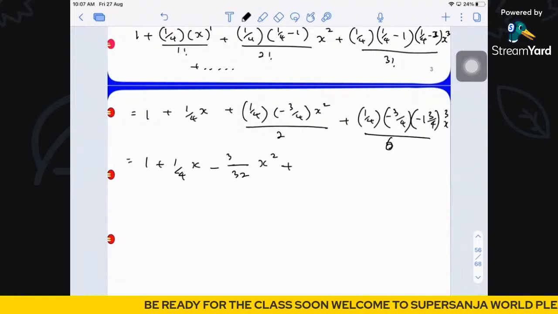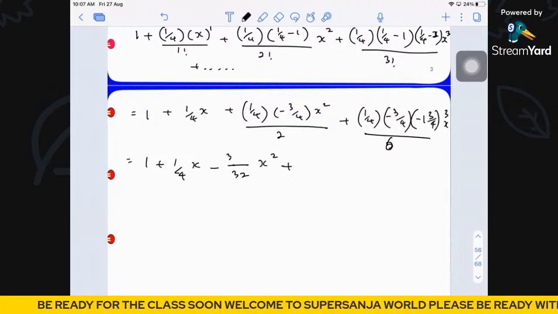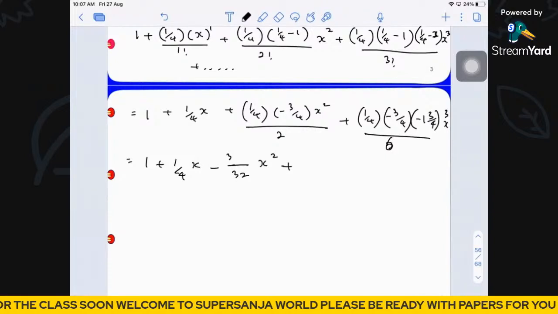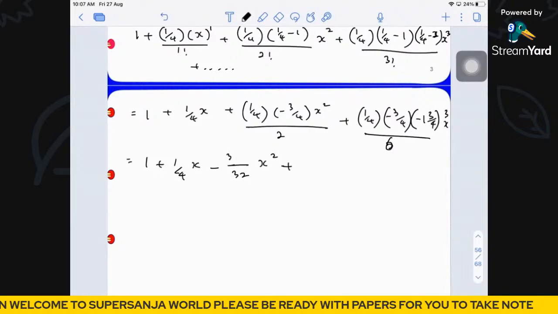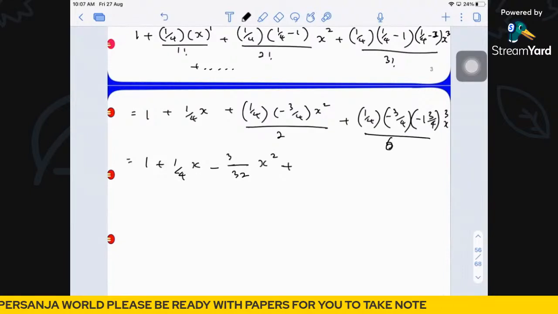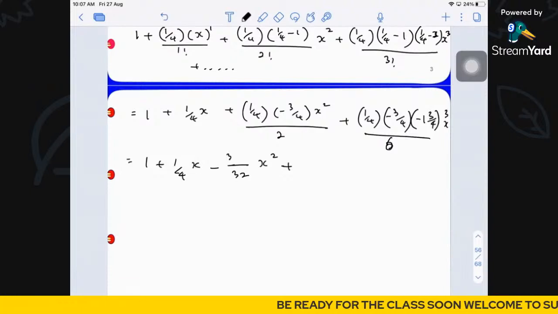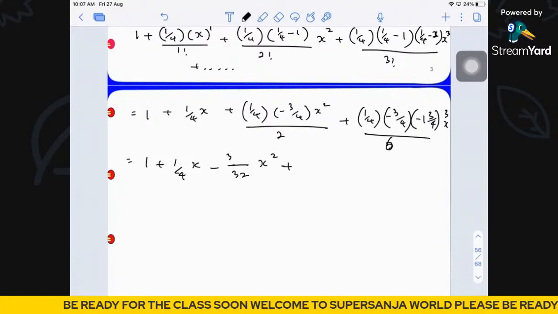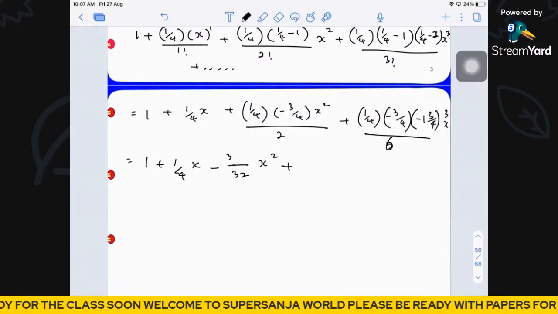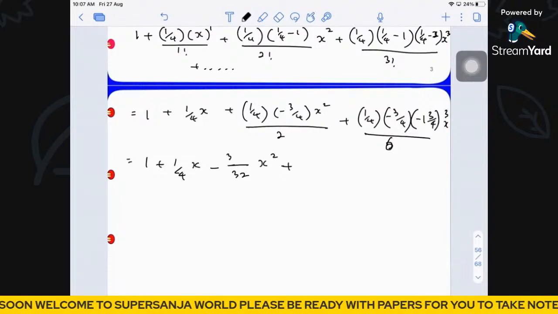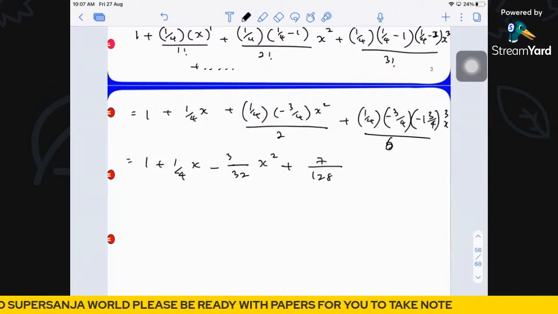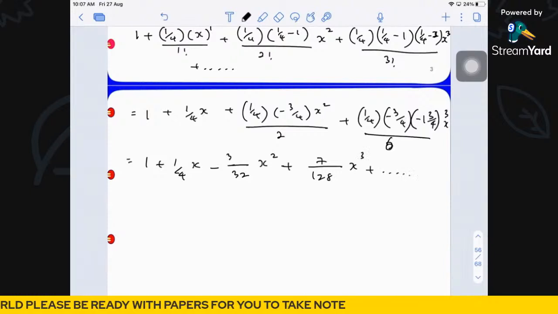1 over 4, negative 3 over 4, negative 1 3 over 4 there. So can you please calculate that? Calculate for me 1 over 4, negative 3 over 4 and negative 1 3 over 4. What do you get? Anybody can calculate, please? So here you get 1 over 4 times negative 3 over 4 times negative 1 3 over 4 there, and then you divide by 6 there. So I'm very sure you get 7 over 128 x power of 3 dot dot dot.